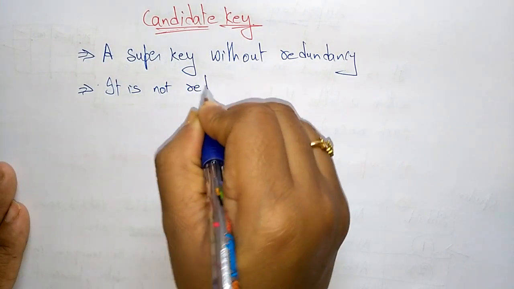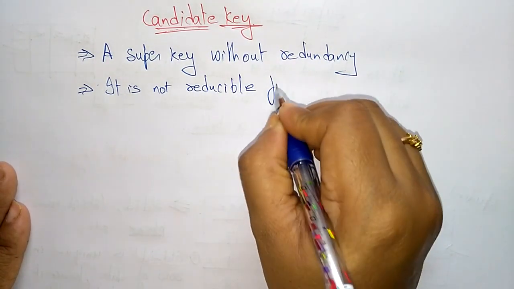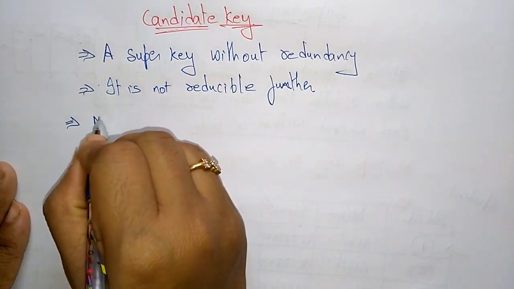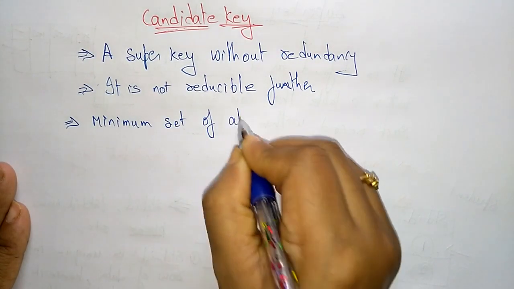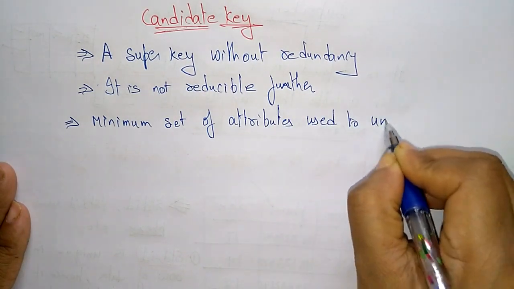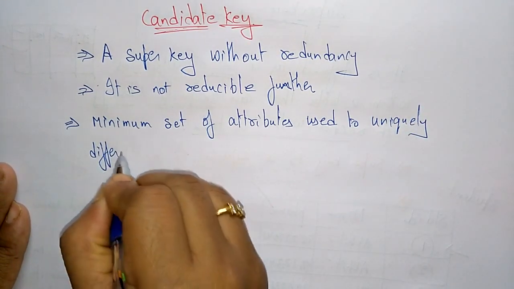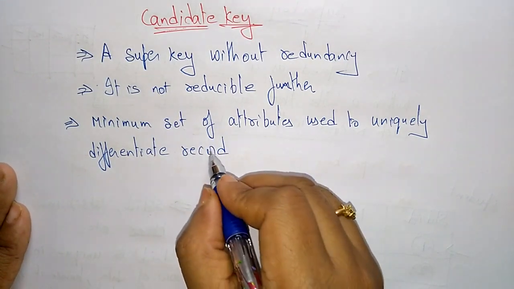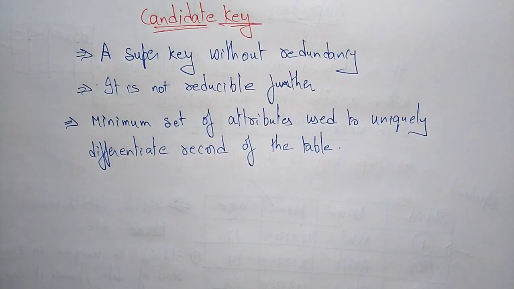And one more point is this candidate key is not reducible further, means you cannot divide the fields further. The minimum or minimal set of attributes used to uniquely differentiate a record of the table, that you call a candidate key. What is this minimum set of attributes?